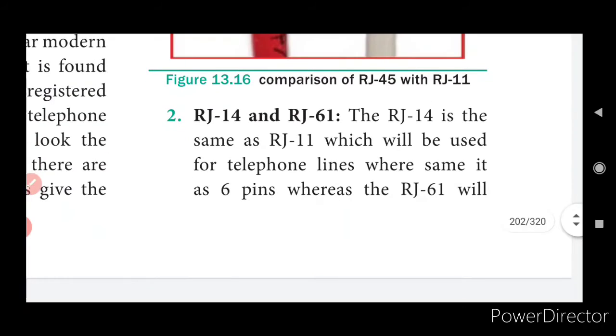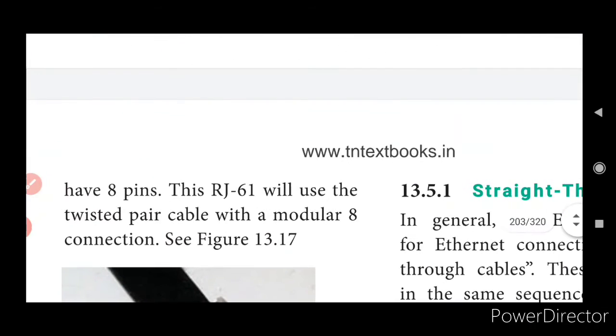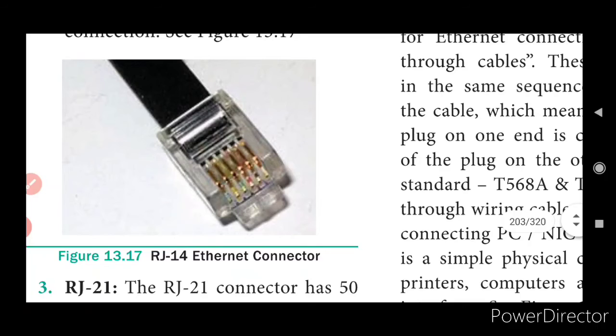RJ14 and RJ61. RJ14 is the same as your RJ11 and it will be used for what? It is also used for your telephone lines, where it has 6 pins, whereas RJ61 will have 8 pins. RJ61 will use the twisted pair cable with a modular 8 connection. Have a look here. This is going to be our RJ14 Ethernet connector.